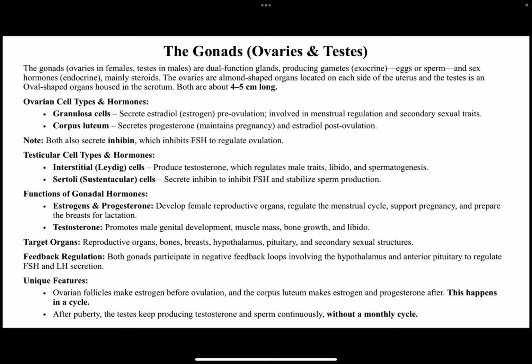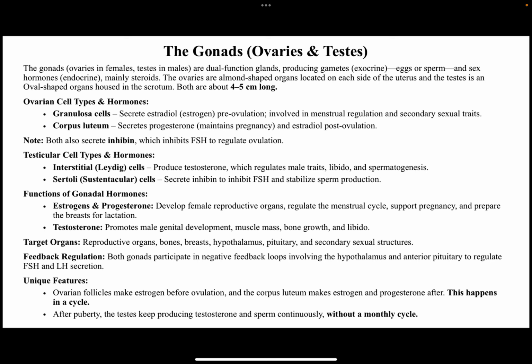So the ovarian cell types are two. We have the granulosa cells that secrete estradiol, which is referred to as estrogen, pre-ovulation or before ovulation, and that is involved in menstrual regulation and secondary sexual traits.